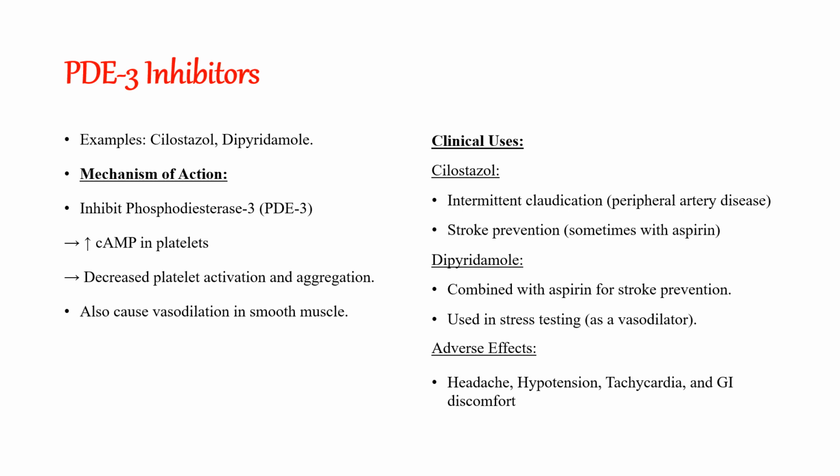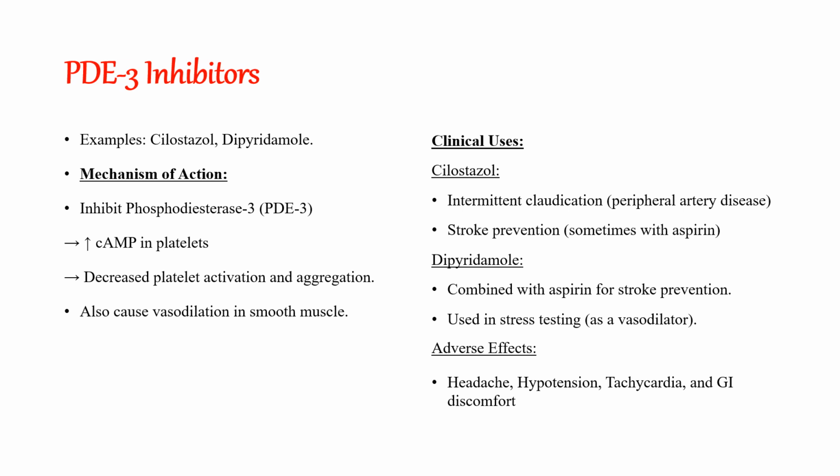Cilostazol is commonly used in patients with intermittent claudication due to peripheral artery disease. It improves walking distance by promoting vasodilation and reducing platelet aggregation. It's also used off-label in some stroke prevention settings. Dipyridamole is usually combined with aspirin to prevent strokes, especially in patients with a history of transient ischemic attacks. It also plays a role in cardiac stress testing due to its vasodilating effects.